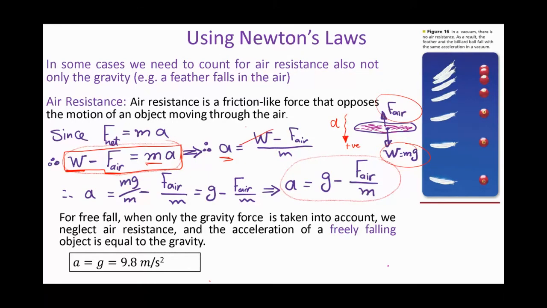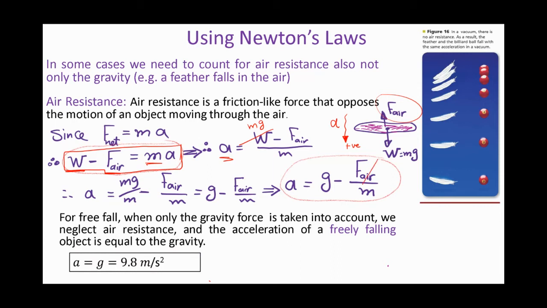You can say the weight is mass times gravity. Then you divide mass times gravity over mass. This mass cancels with this mass, so the leftover is g. And air resistance over m stays as air resistance over m. So at the end, you will find that the acceleration equals g, which is 9.8, minus something else, which is the air resistance divided by m. So this is the formula for acceleration in case of air resistance.